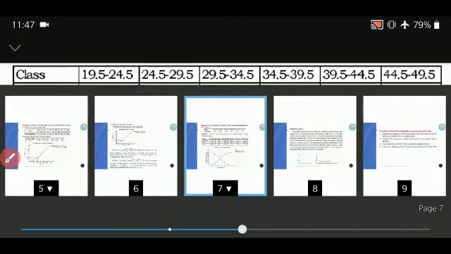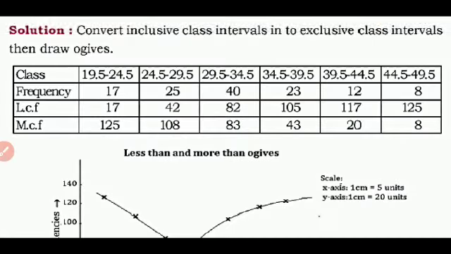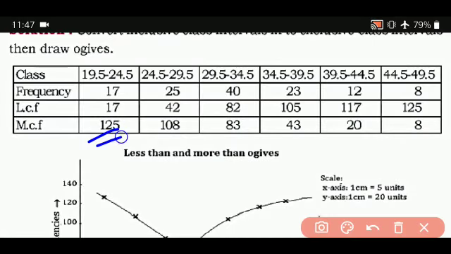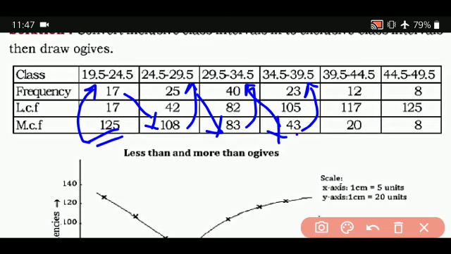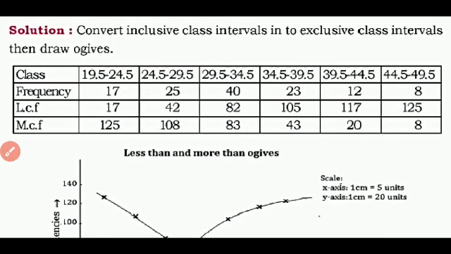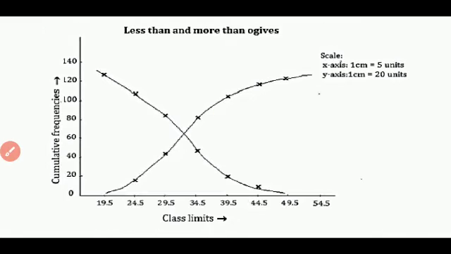Now the last value you are going to write here. 125 you will be writing here, and from 125 you are subtracting 17. 125 minus 17 you are getting 108, 108 minus 25 you are getting 83. 83 minus 40 you are getting 43, 43 minus 23 you are getting 20, 20 minus 12 you are getting 8. So this is how you calculate, and then taking the upper limits and lower limits, you plot this graph.